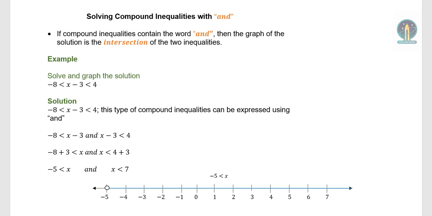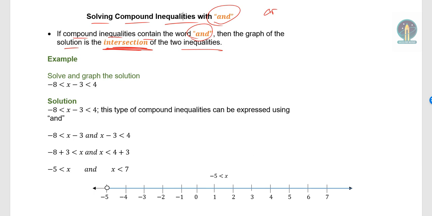In this concept, we're going to talk about solving compound inequalities with the words and or, as we'll see later. Now, if a compound inequality contains the word and, then the graph of the solution is the intersection of the two inequalities, or the two portions of the inequality expression. Let's look at an example of what a compound inequality may look like.